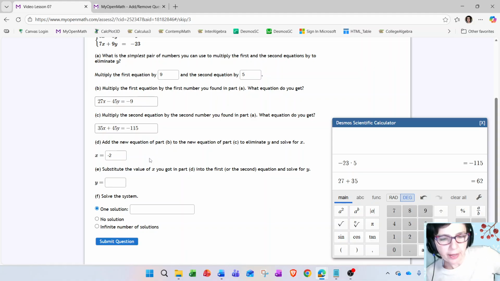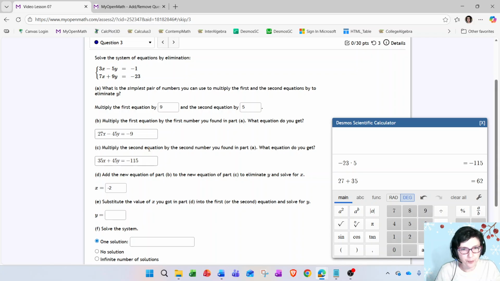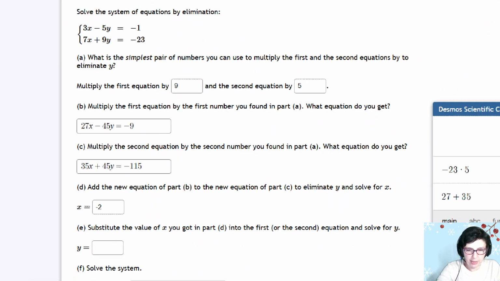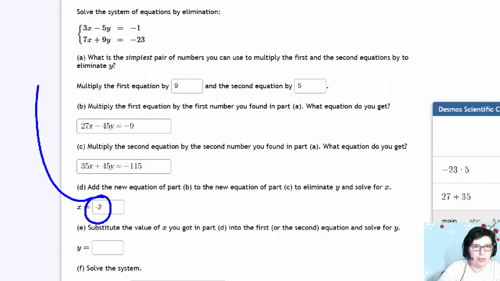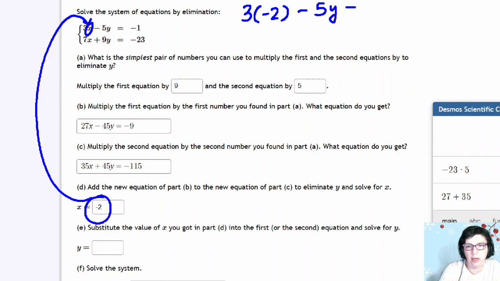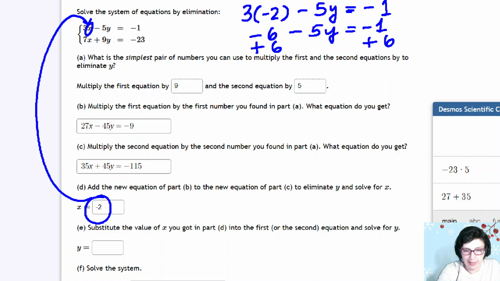Okay, so once we got negative 2, what are we going to do next? Well, next we are going to take this x and we're going to substitute that into either the first or the second equation. I'm just going to go ahead and substitute it into the first equation. So it's going to be 3 times negative 2, and the other thing we're just going to keep the same. So multiplication is first. This is going to be negative 6. And we want to get rid of that negative 6 first. So we want to add 6 to both sides. And that'll cancel it on this side. And then we're going to get negative 5y equal to positive 5.